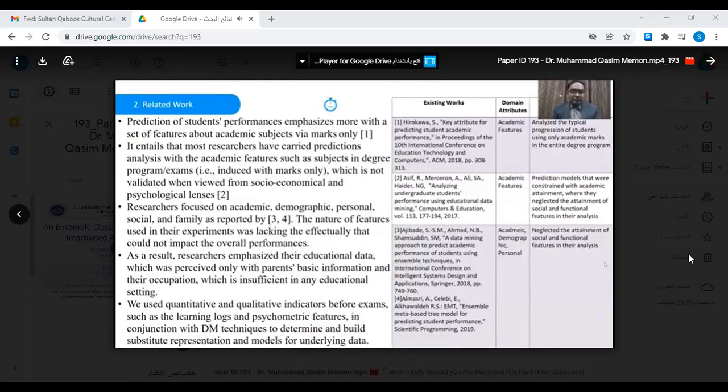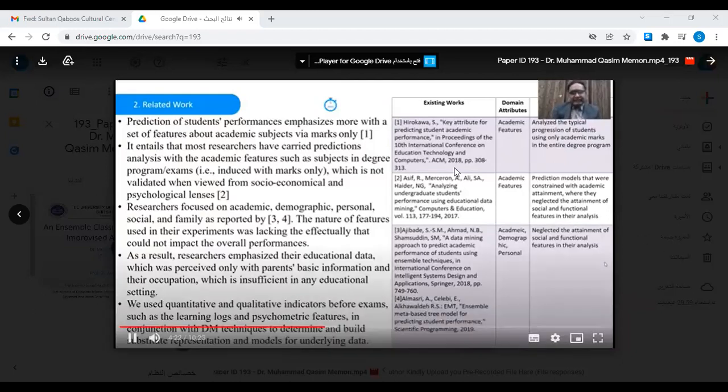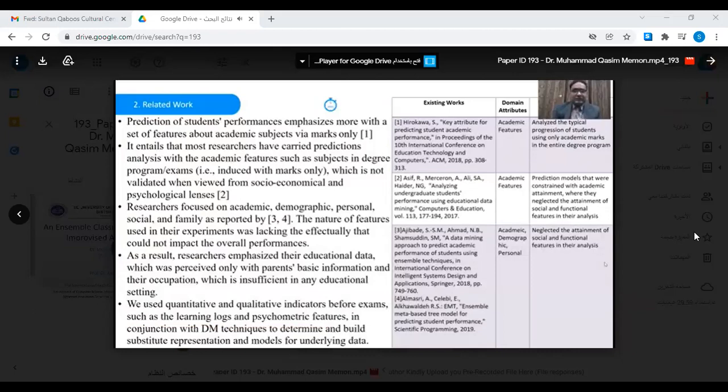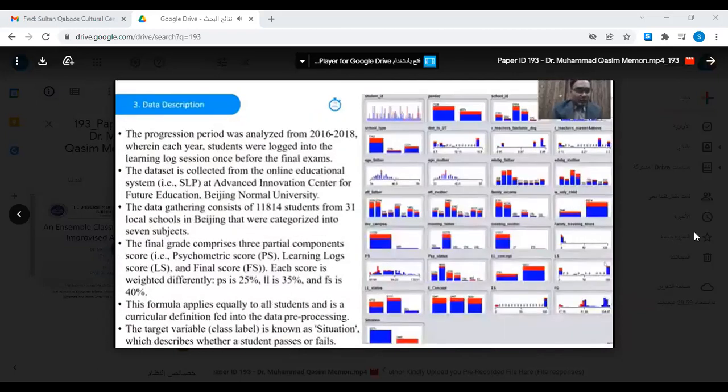So prediction of student performance in these 4 papers relies upon the academic features, as you can see in the table in the middle column. These 4 works are related to the academic features, demographic features and personal features. So no work has been utilizing the psychometric features and learning logs, which we have considered in this work. So this is what we have overcome from the previous works.